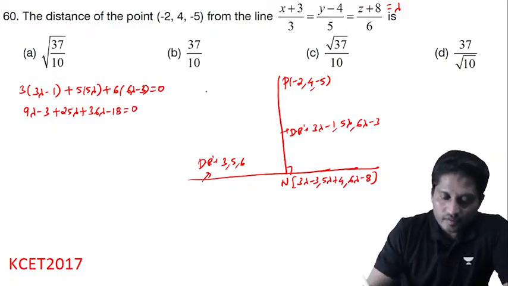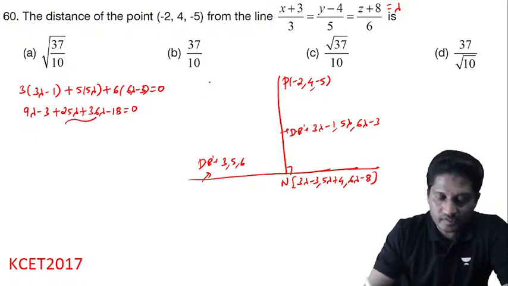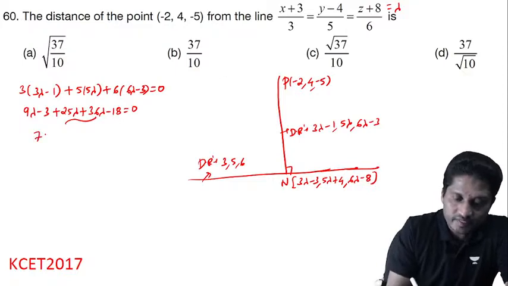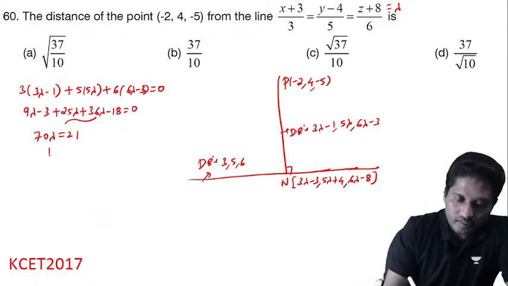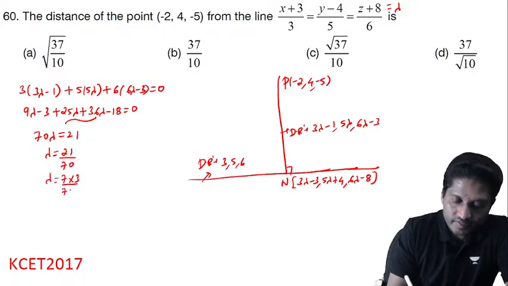Okay, you will get 36 plus 25 is 61, right? 61 plus 9 is 70. 70 lambda equal to 21. Right, now lambda is equal to 21 by 70. 7 3s 21, 7 10s 70. You will get lambda is equal to 3 by 10.